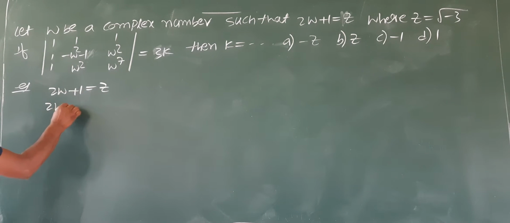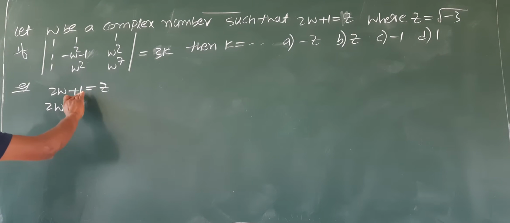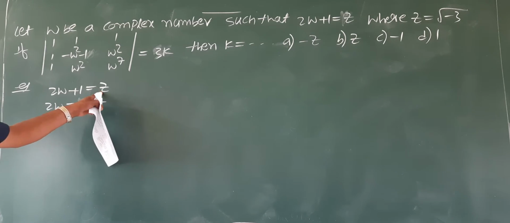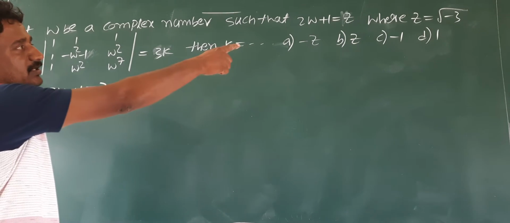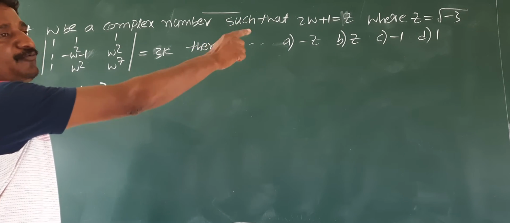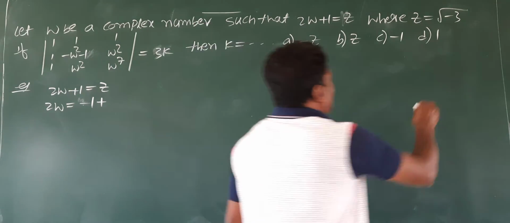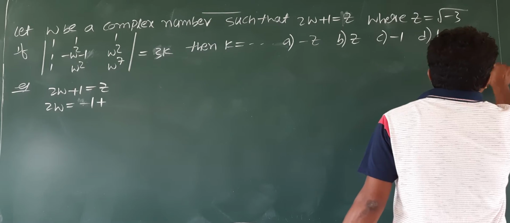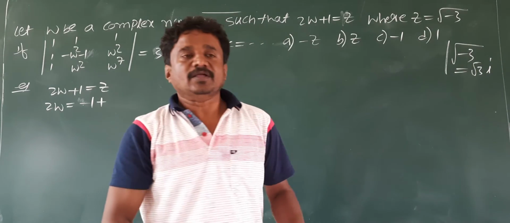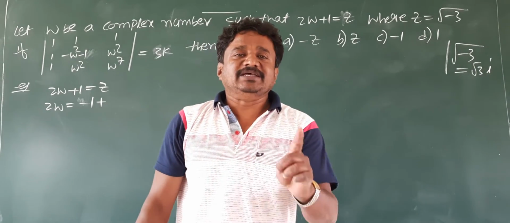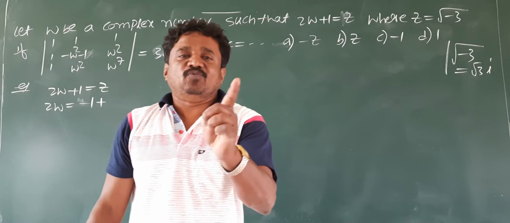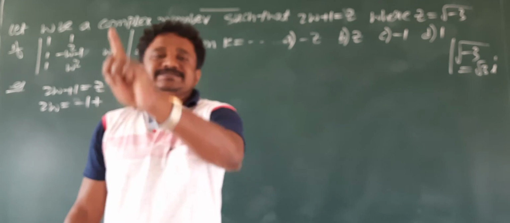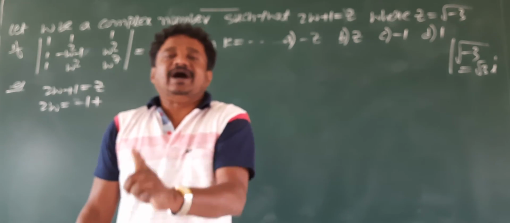So 2 omega is equal to, sending minus 1 to the right side, minus 1 plus z. What is z? Z is root of minus 3. Root of minus 3 means root 3 into i. You take minus 3 as minus 1 into 3, and separate the roots.